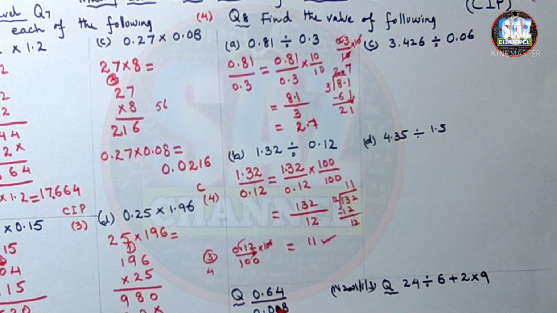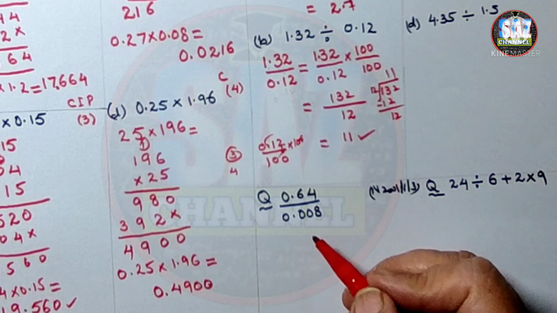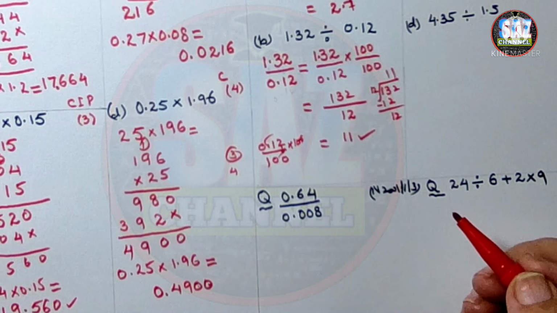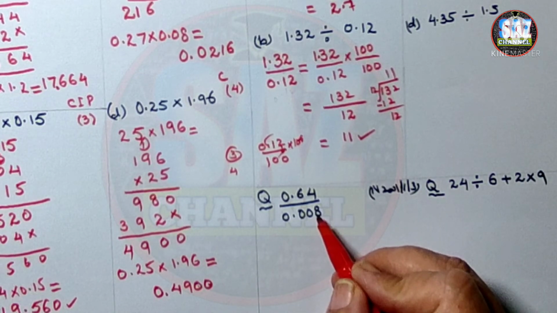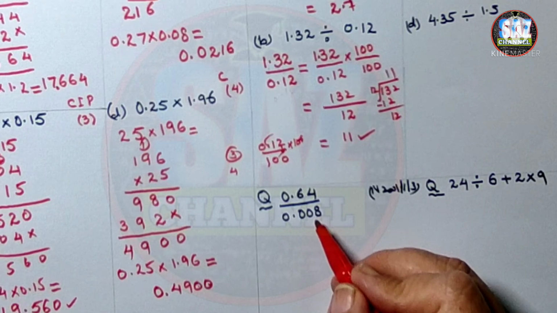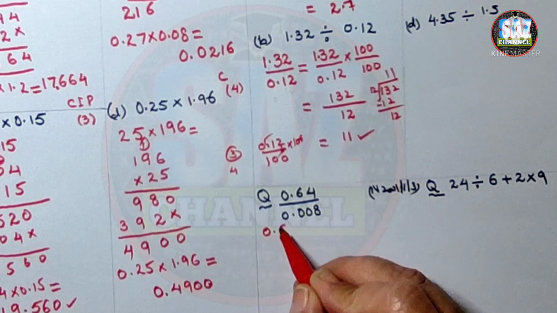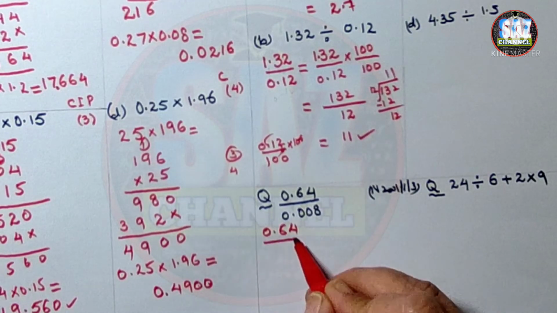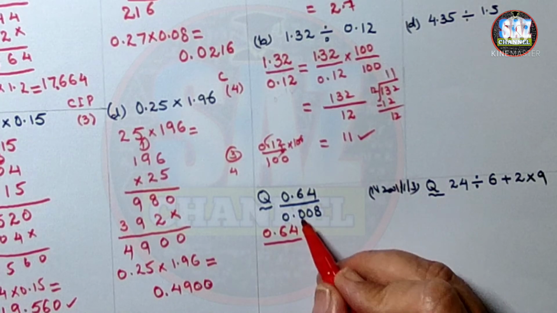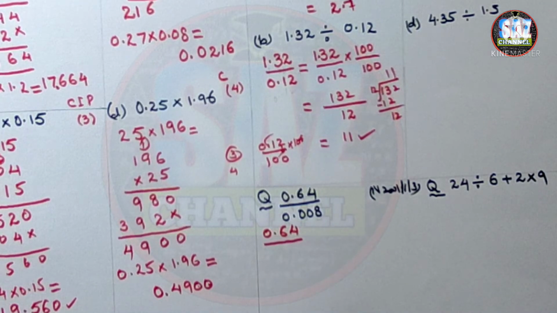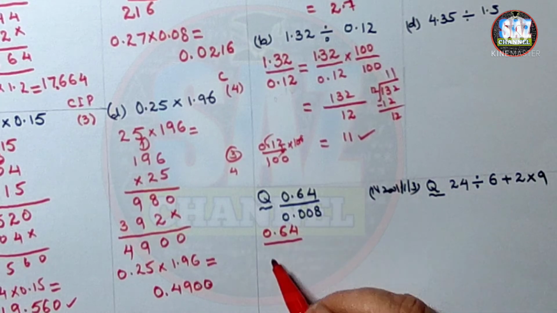And now moving to the next question, that is 0.64 divided by 0.08. It's already given in the exam in fraction form. So first step, I have to focus on my denominator and make it free from decimal. In order to make this number free from decimal, look how many digits are there after the decimal. There are 3 digits, so in order to remove the decimal, I have to multiply and divide this number by 1000.